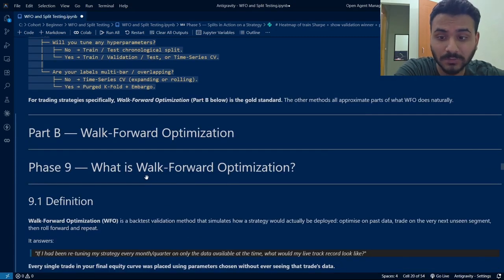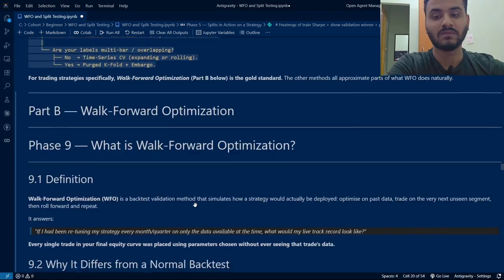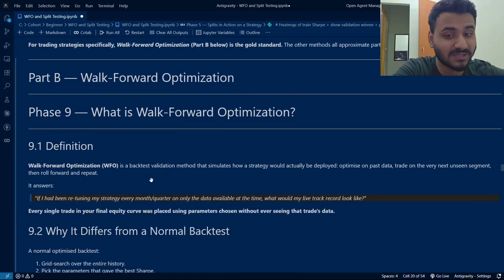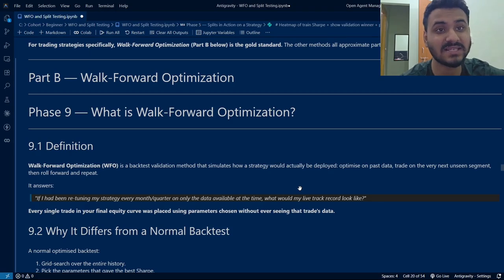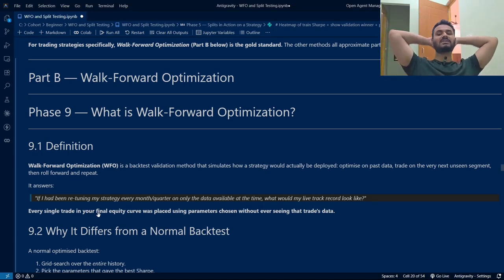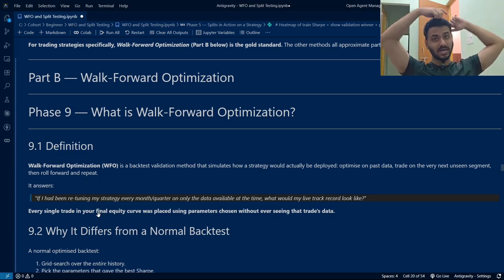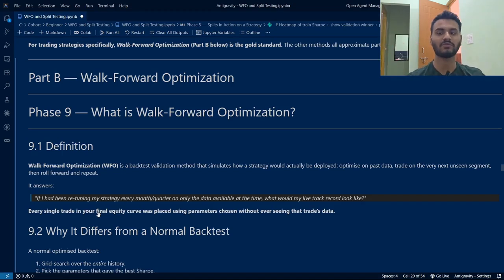What is walk forward optimization? The definition: walk forward optimization is a backtest validation method that simulates how a strategy would actually be deployed. Optimize on the past data, trade on the very next unseen segment of data, then roll forward and repeat the entire process. If I had been retuning my strategy every month or quarter on the data available at the time, what would my track record actually look like? How would I have been profitable? Every single trade in your final equity curve was placed using parameters chosen without ever seeing that trade's data.